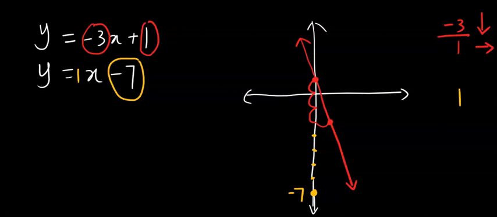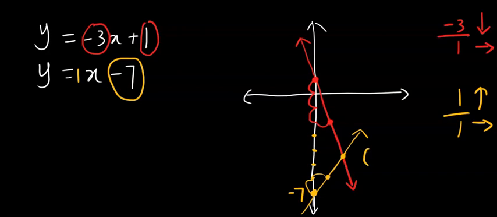Slope is 1, which means I'm going to go up 1, go over 1. Up 1, over 1. And then I'm going to connect it. Now, remember earlier we discussed if you found a point of intersection, then this point is a solution of the equation y equals -3x plus 1, and also a solution of the equation y equals x minus 7. Why is that? Because if a point is on the line, that point is a solution of that line.